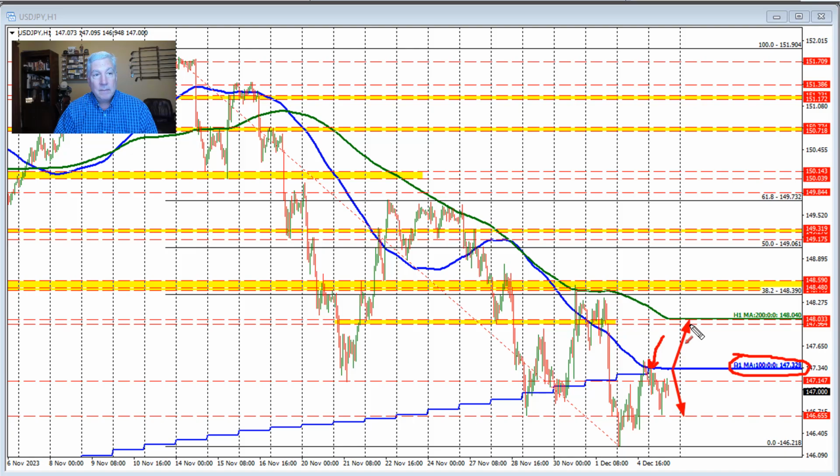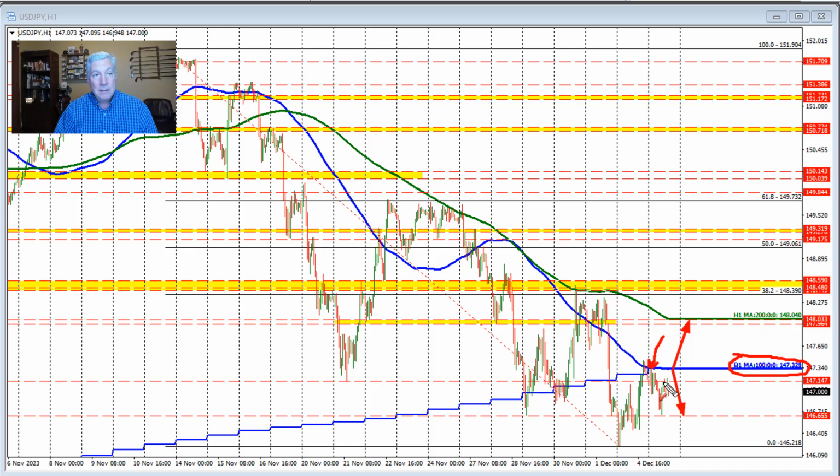If it moves above it, then we should see some further upside momentum up toward the 200-hour moving average at 148.04. We did have Tokyo CPI come out, which was a little bit lower than expectations, but still above the 2% level. That helped to kick the dollar versus yen to the downside, higher yen. But as you can see, we've since rebounded back to the upside.